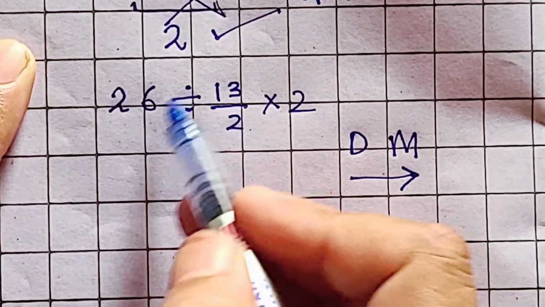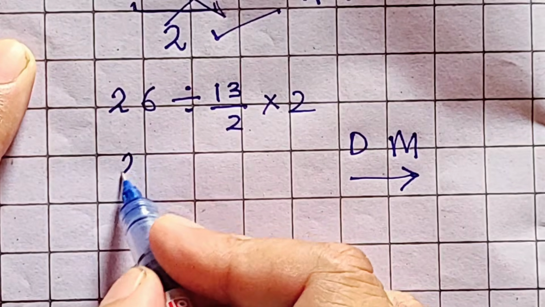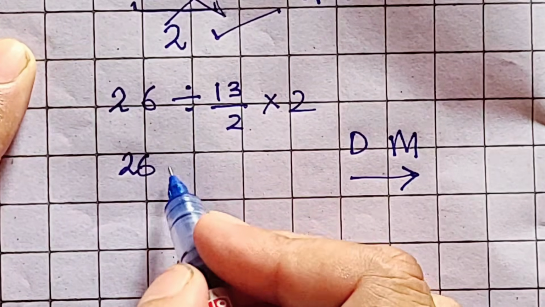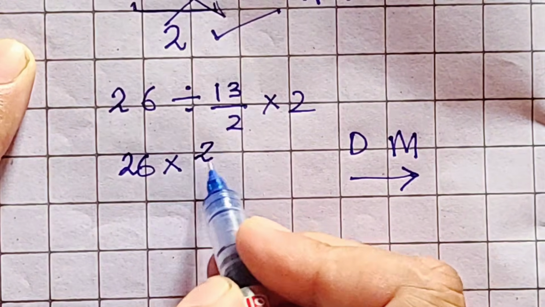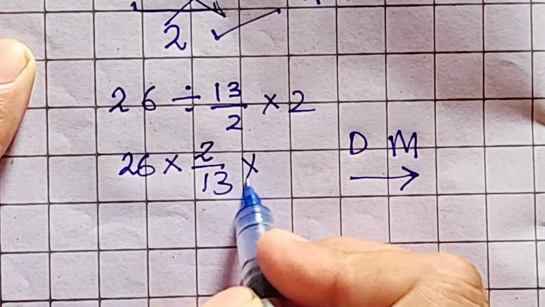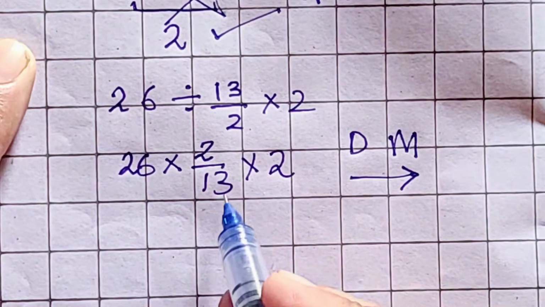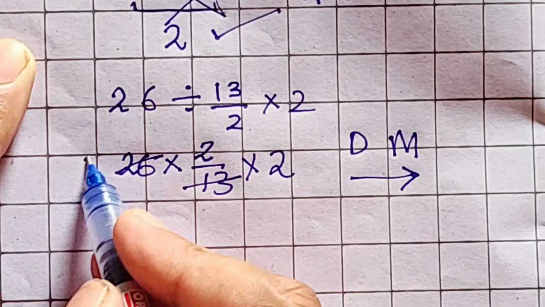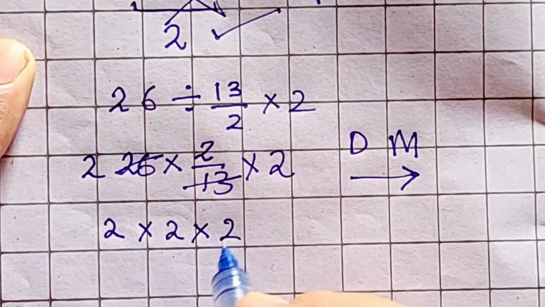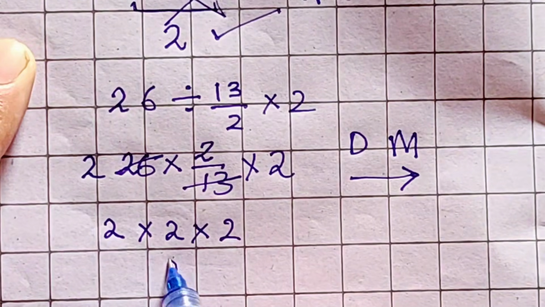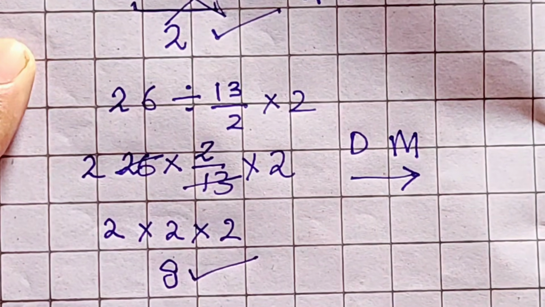This division has KCF: 26 as it is, divide is changed into multiplication, and flip 13 over 2, we will get 2 over 13, times 2 will be as it is. Now 13 and 26 are cancelled and we will get 2 times 2 times 2, which will give us 8. Hence 8 will be our correct answer for this PEMDAS based question.